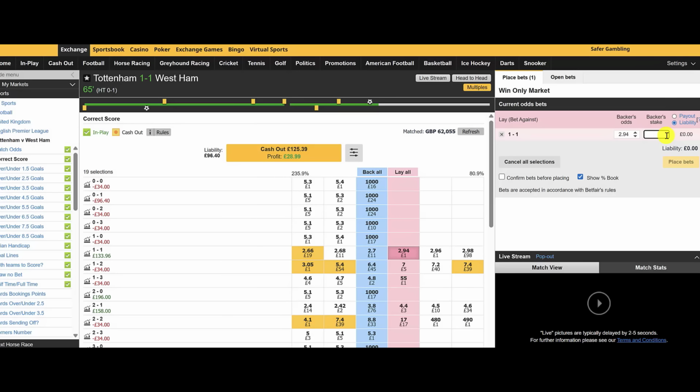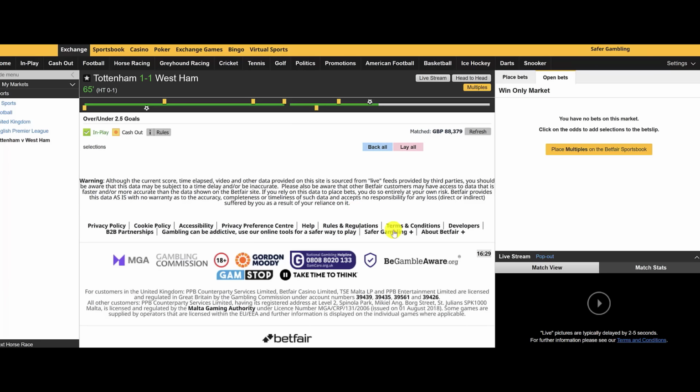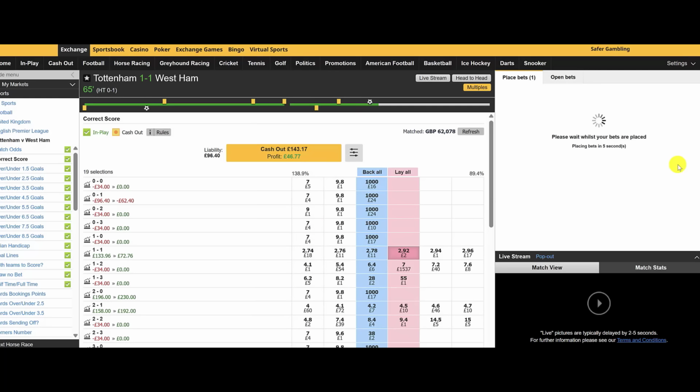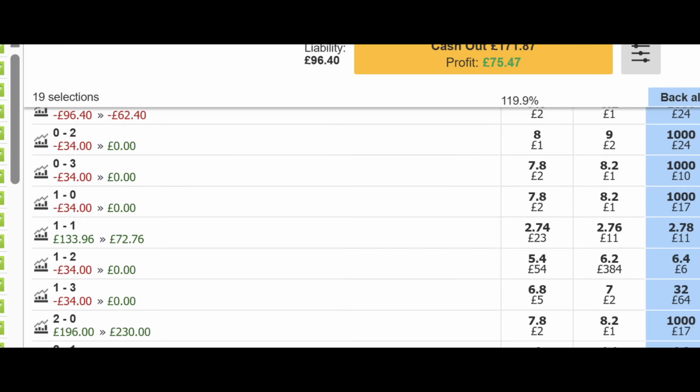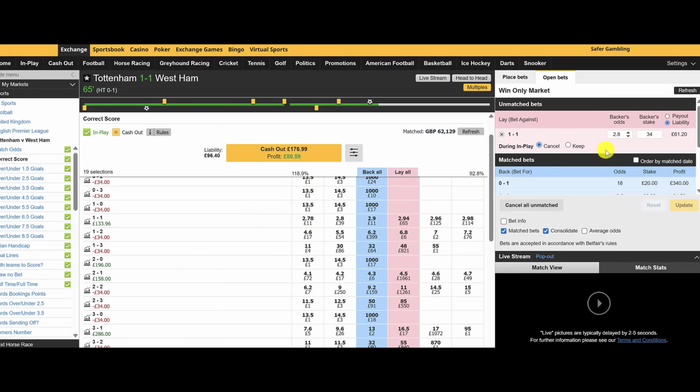Let's try and take that out, and let me quickly see what the price should be. Okay, 2.8. We'll put in a lay order of 2.8. Get rid of that £34 of risk, and then just leave some green on that 1-1 if it does remain a 1-1 deadlock. But as you can see, we can aim for the 2-1 to Tottenham, the 3-1 to Tottenham. So anyway, that lay order's in.